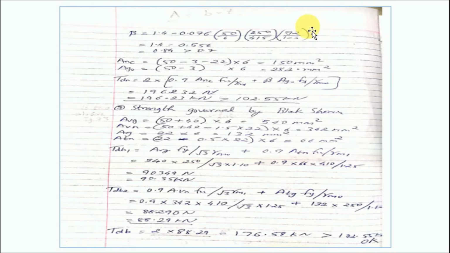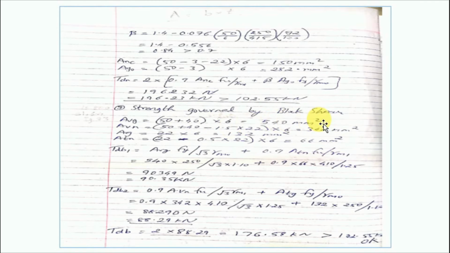First of all, we need to find the beta value, and thereafter AN and AG. Finally, putting these values in the above formula, we are getting 196.23 kN, which is greater than 102.55 kN. So it is safe in rupture.